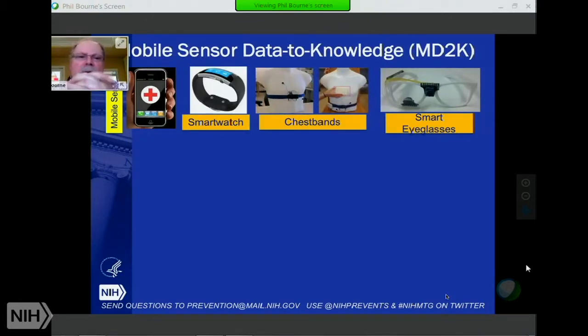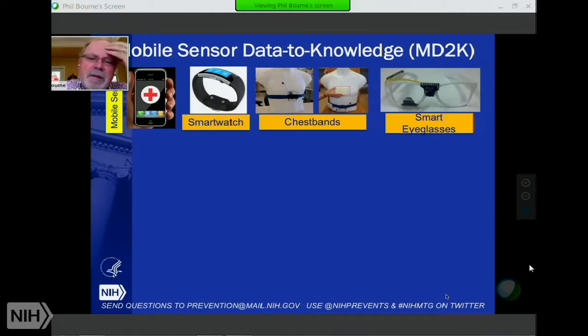Then let me give one more example, which brings in yet another type of data from different types of sensors. We've seen one kind of sensor that was used in the smartphone to get mobility, but of course there are clearly others. And the mobile sensor data to knowledge center, which is... I'm blanking. It'll come to me in a second.